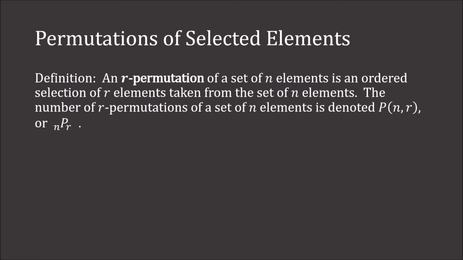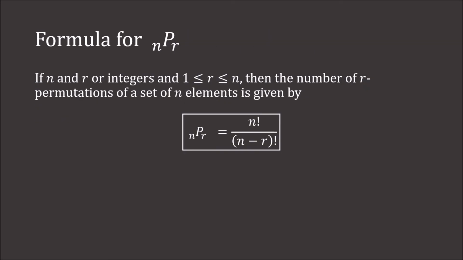So an R permutation of a set of n elements is an ordered selection of R elements taken from the set of n elements. The number of R permutations of a set of n elements is denoted P of n comma R, or more commonly nPr. If n and R are integers and 1 is less than or equal to R, which is less than or equal to n, then the number of R permutations of a set of n elements is given by this formula: n factorial over the quantity n minus R factorial.